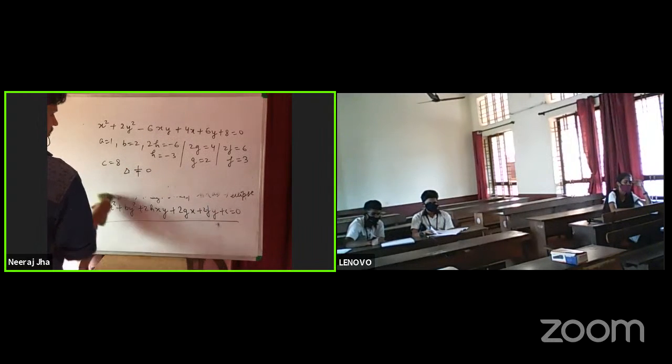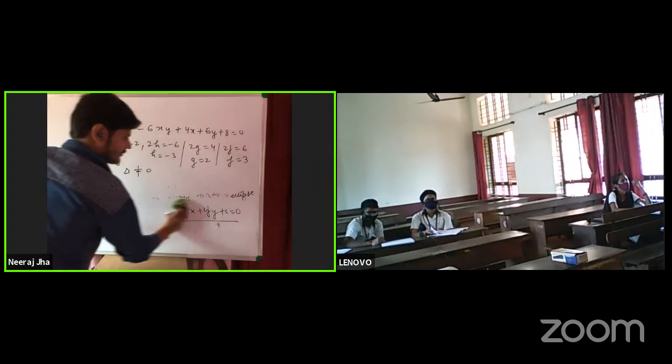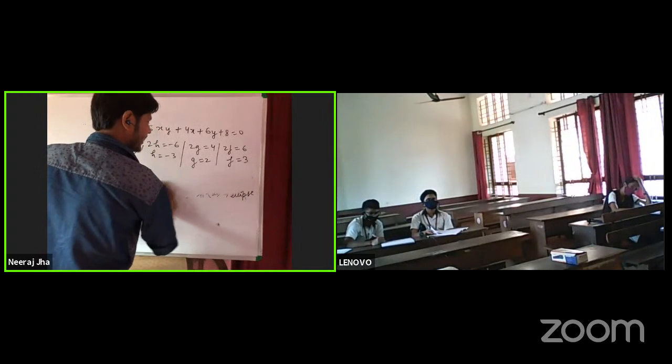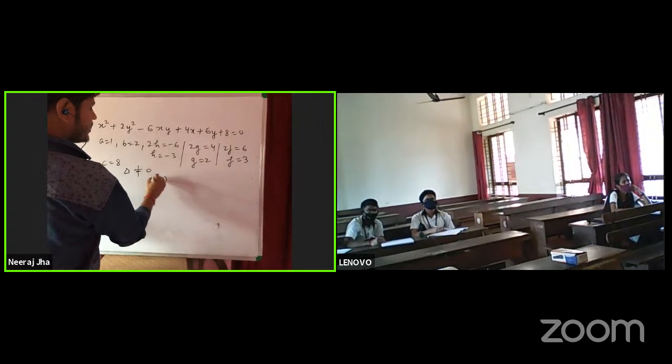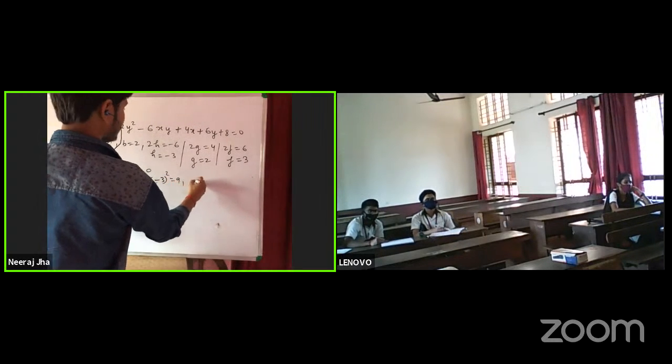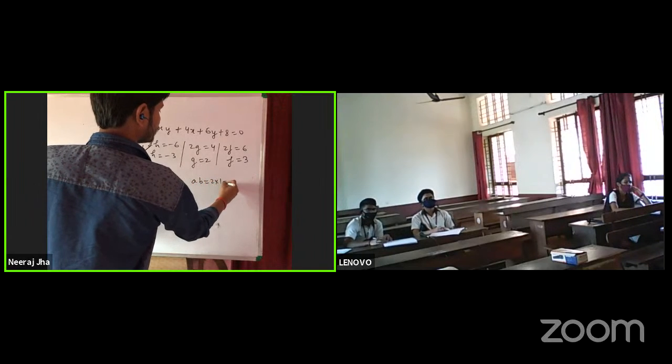Okay, if delta is non-zero, then we have to see whether h square is greater than ab or less than ab. What is h square? Minus 3 whole square, which is 9, and what is ab? That is 2 into 1, which is 2. So 9 is greater than 2, hence h square is greater than ab. That means every one of you is correct. That is, h square greater than ab will give you a hyperbola. Good, very good.